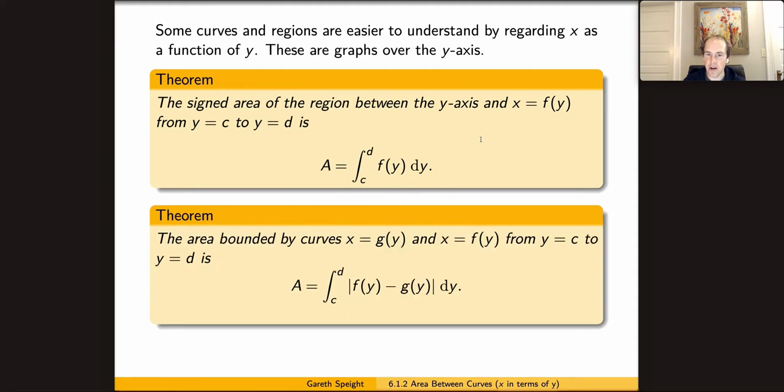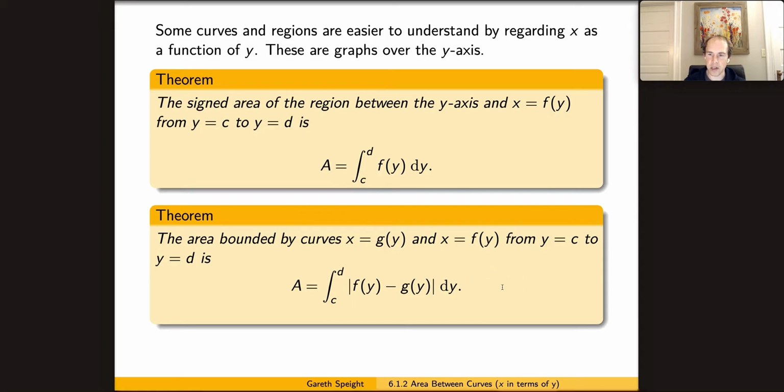Okay, and similarly for area bounded between two curves. If we have two curves, x equals g of y and x equals f of y, and we must find the area bounded from y equals c to y equals d, then we integrate from c to d the absolute value of f of y minus g of y. So this is the same formula as we had before, but before we had the area bounded by two curves which were functions of x, and we integrated the absolute value of f minus g. So everything is the same, just the x and y's are swapped around.